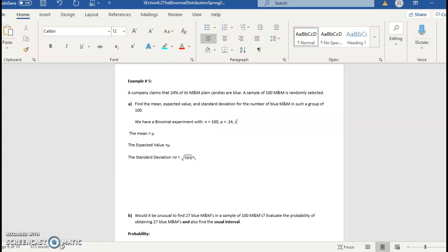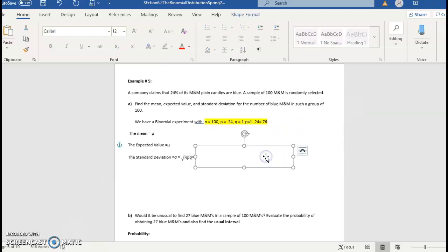And if you have p, we may need q. q is the chance of a failure, so 1 minus the value of p, which in this case is 1 minus 0.24. Please evaluate 1 minus 0.24. I'm getting 0.76, so q is equal to 0.76. So we have a binomial experiment with the following parameters, and for most of these, you just need n, p, and q to evaluate any values within the probabilities.